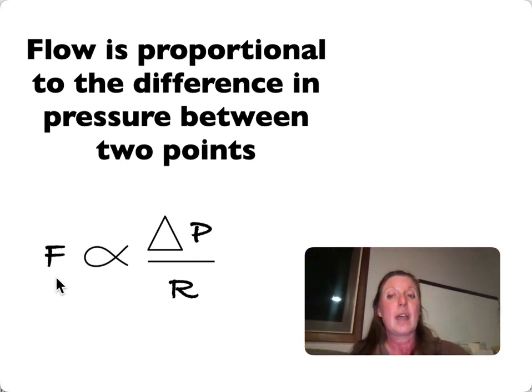Okay, so that's the top part. The bottom part means that flow is inversely proportional to resistance. Now, it means proportional just like it did before, but resistance is in the denominator, so it's actually 1 over R. So it's the inverse of resistance. So we would read this as flow is inversely proportional to resistance.